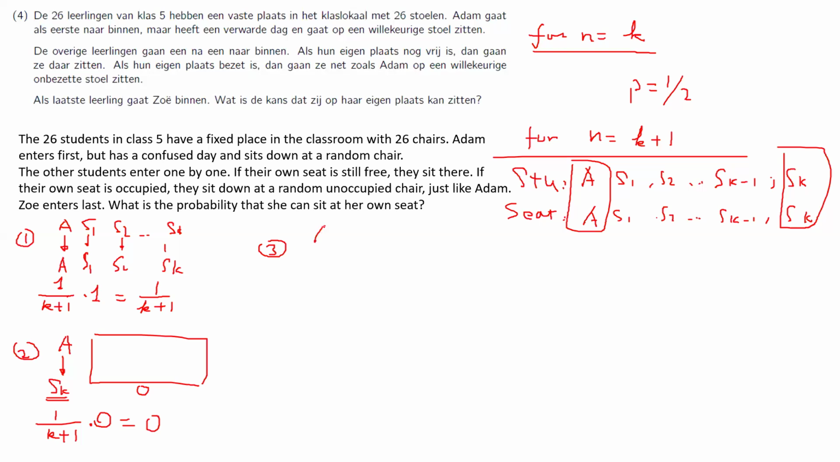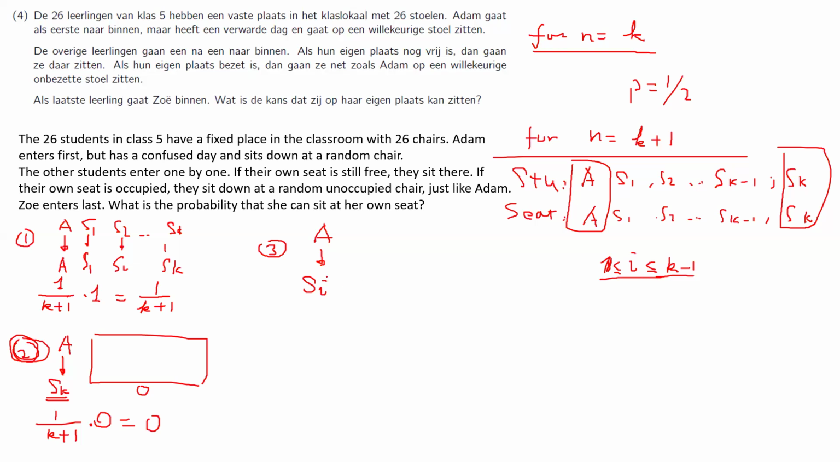So if A is selecting SI's seat, we defined I as bigger than 1 but no bigger than K minus 1, because when I is K, we already discussed that in case 2. In the discussion of SK, K is the last one, right? So now we discuss I no smaller than 1 but no bigger than K minus 1.